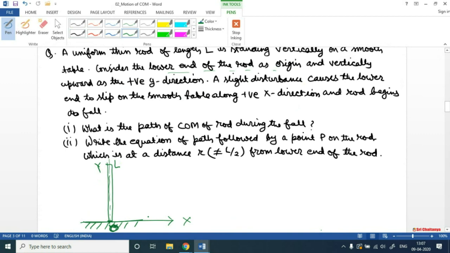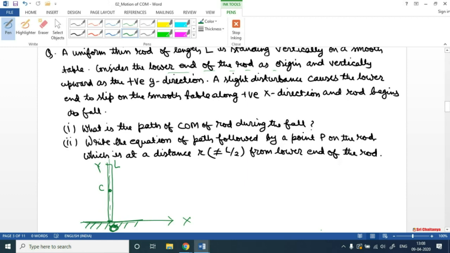What is being asked in part 1 of the question is: what is the path of the center of mass of the rod during the fall? Initially, the center of mass would be at the center of this uniform rod, L by 2 distance from both the ends. Now looking at the dynamics of this problem, this surface is smooth, so friction is not acting on this rod.